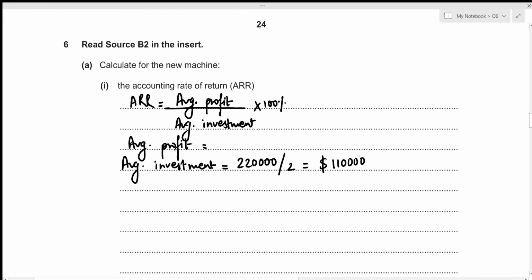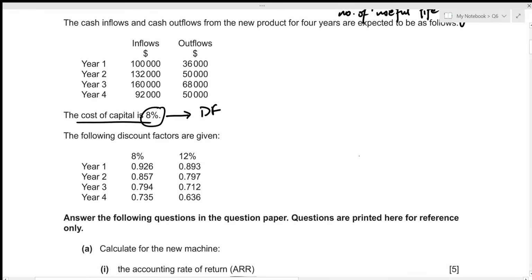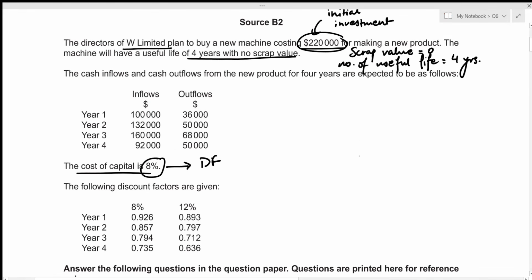Now, in order to figure out the average profit, we first need to figure out our profit for the year 1, 2, 3, and 4. And we are already given the cash inflows and cash outflows, but since we're figuring out the profit, we also need to adjust our non-cash expense, which is that of depreciation. So let's figure out the depreciation on machinery for each year. And we are given that the machinery will have a useful life of 4 years with no scrap value, meaning that we will be charging our depreciation on a straight line basis.